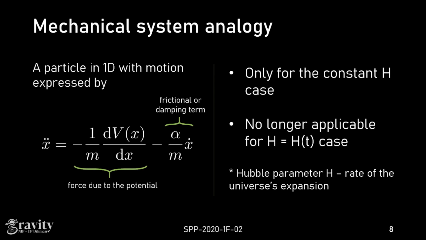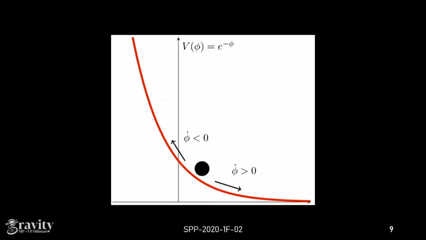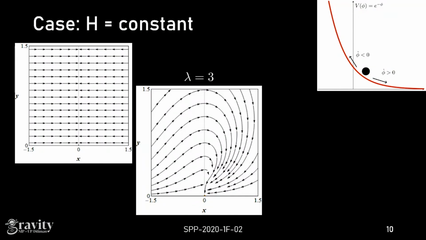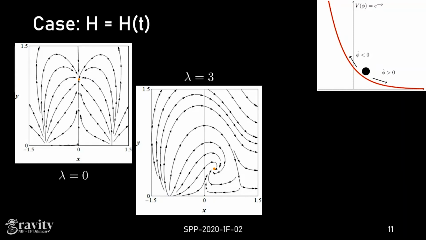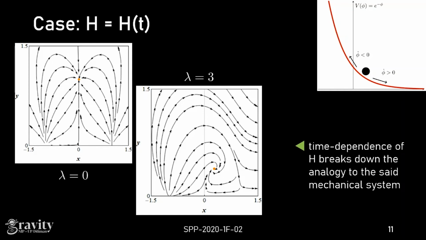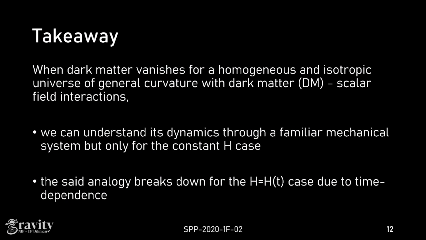We infer this by applying an imagery of a ball rolling in an exponential potential to the sample phase plots of the H equals constant case, where the dynamics of the kinetic and potential energy of the scalar field is analogous to those of the said mechanical system, and also to the plots of the time-varying case, which portray a different scenario altogether due to its non-autonomous nature. To further understand the second case, one can try to find a time-dependent mechanical system that would be analogous to this case.